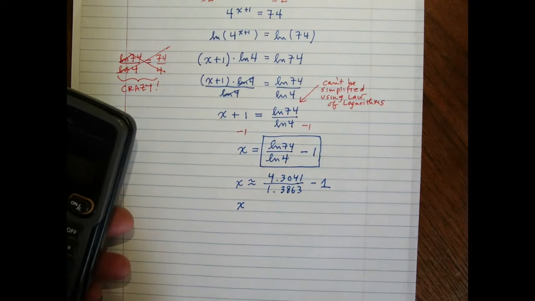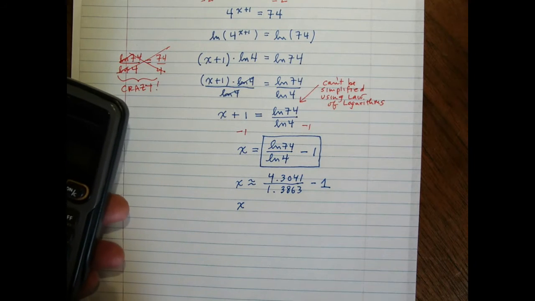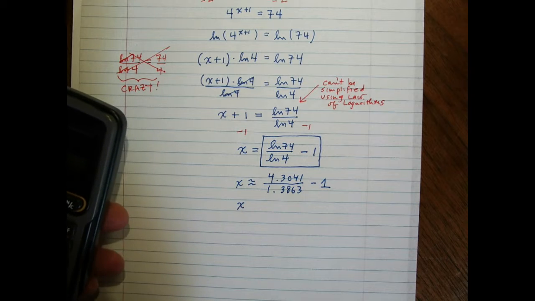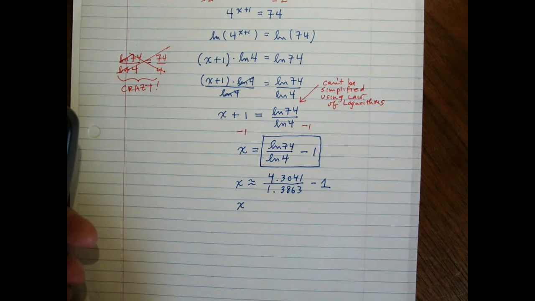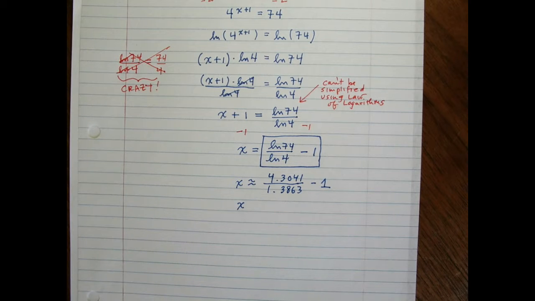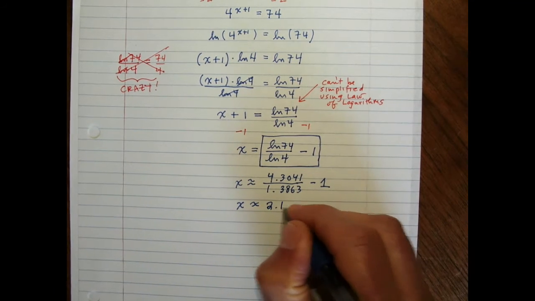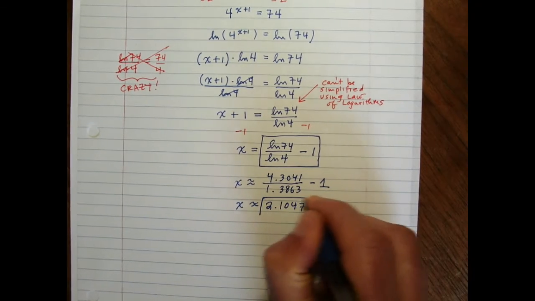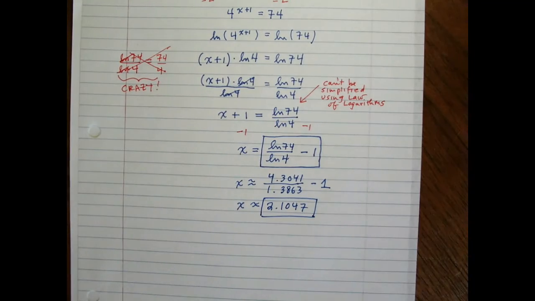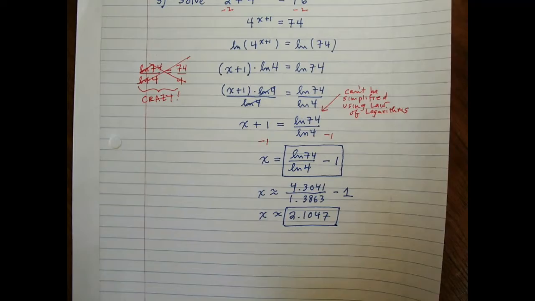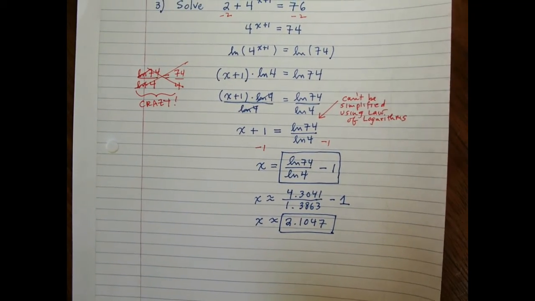So I'm going to take 4.3041 divided by 1.3863. Subtract 1, and I get 2.1047. Okay, and we're through with that one. Let's see if we can do another example on this same video segment.